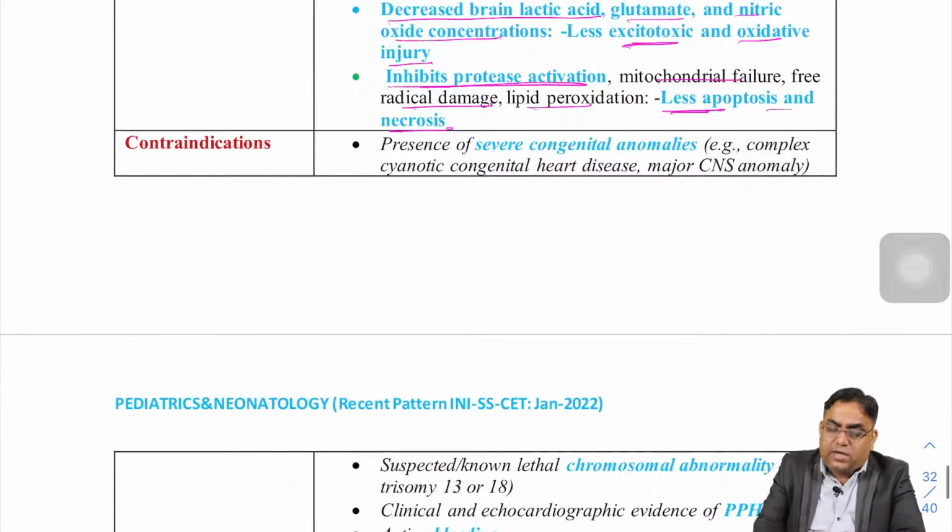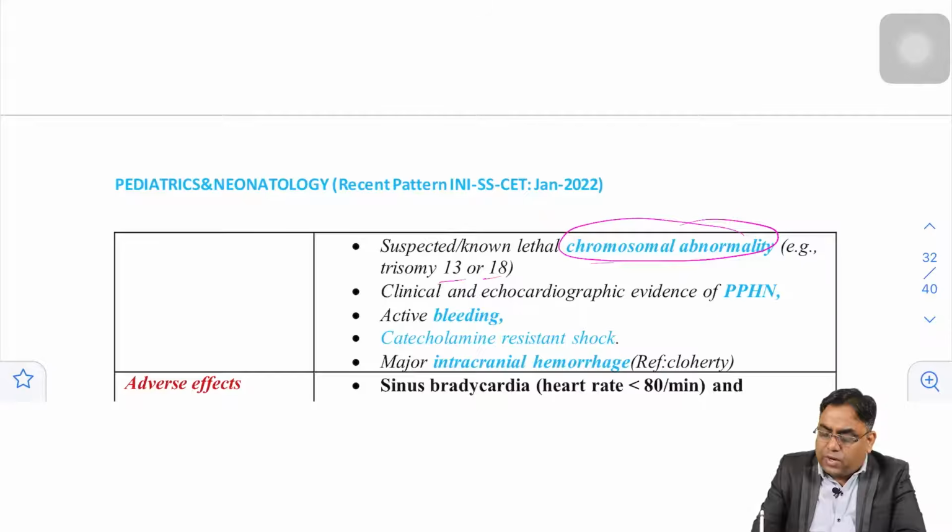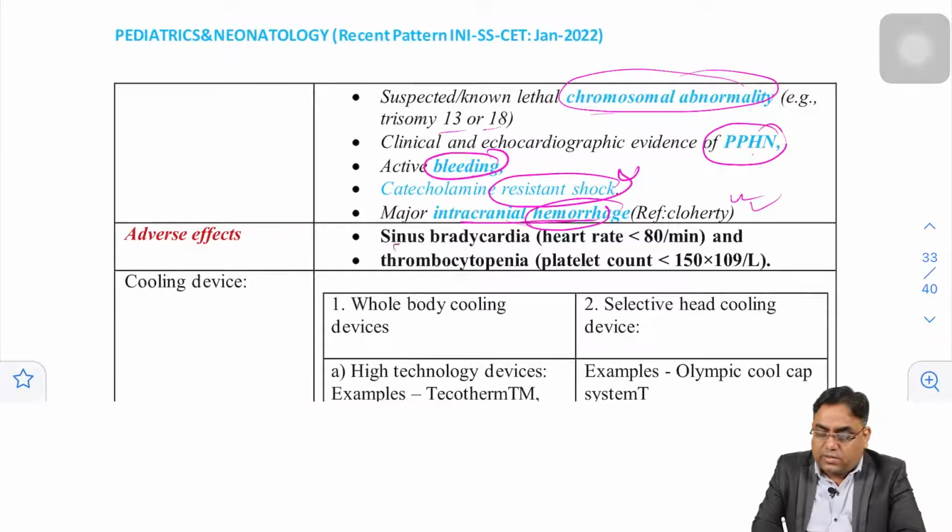So, what are the contraindications of therapeutic hypothermia? If there is severe congenital anomaly, if there is suspected lethal chromosomal abnormality like trisomy 13 and 18, clinical and echocardiographic evidence of PPHN, active bleeding, catecholamine resistant shock and major intracranial hemorrhage. Okay. Now, coming to the adverse effects, sinus bradycardia and thrombocytopenia are the common adverse effects of therapeutic hypothermia.